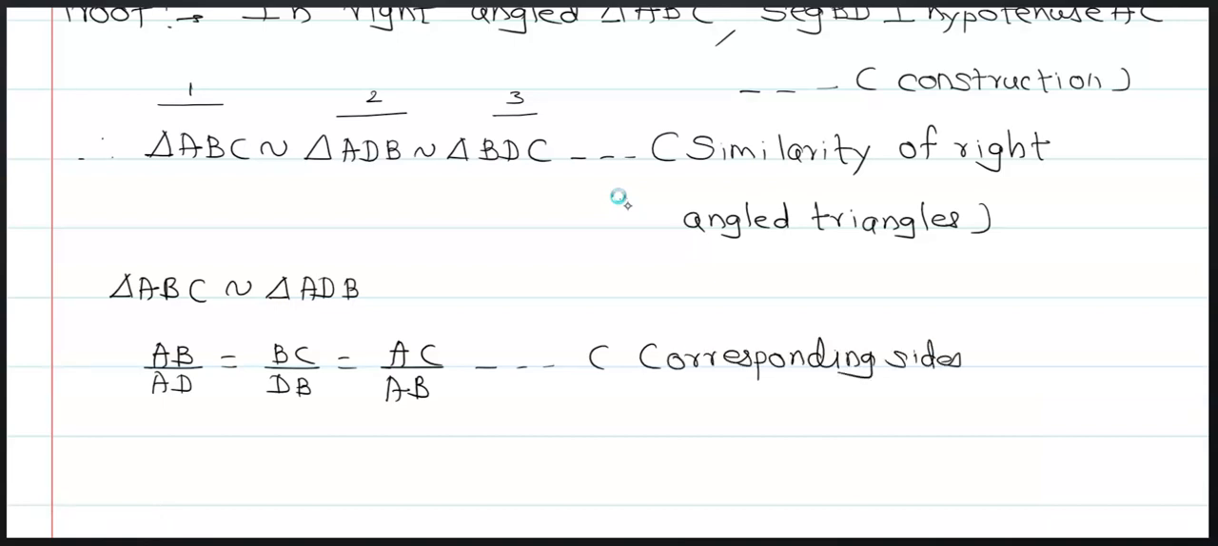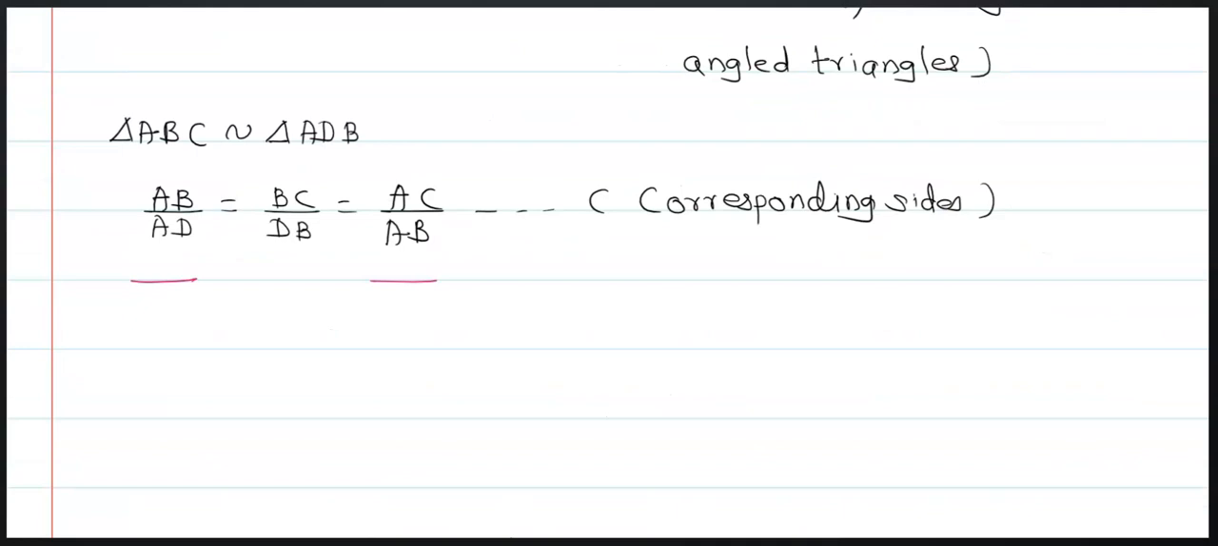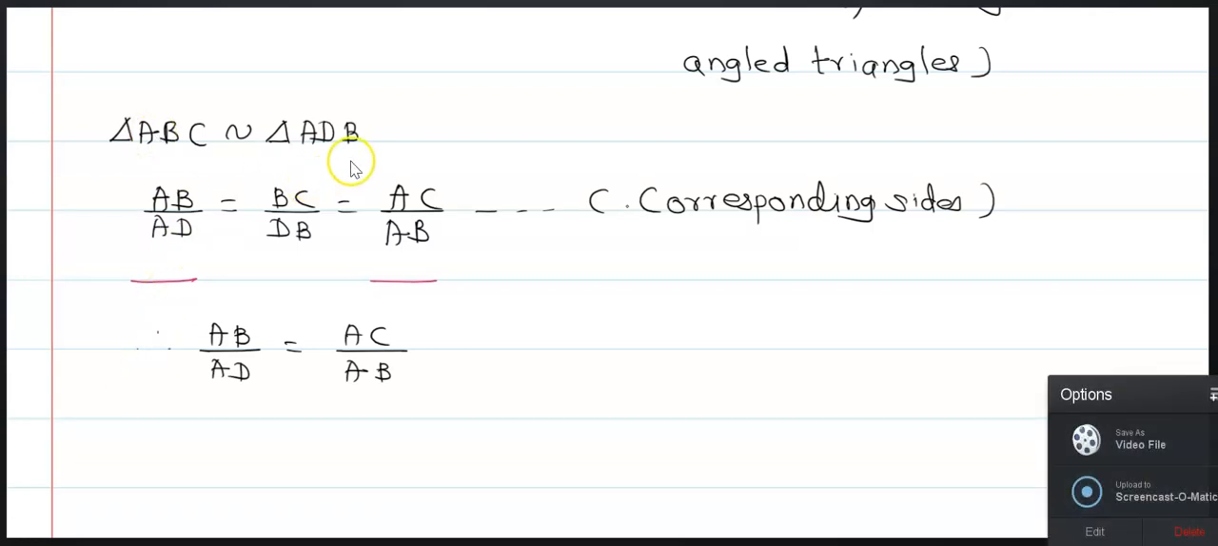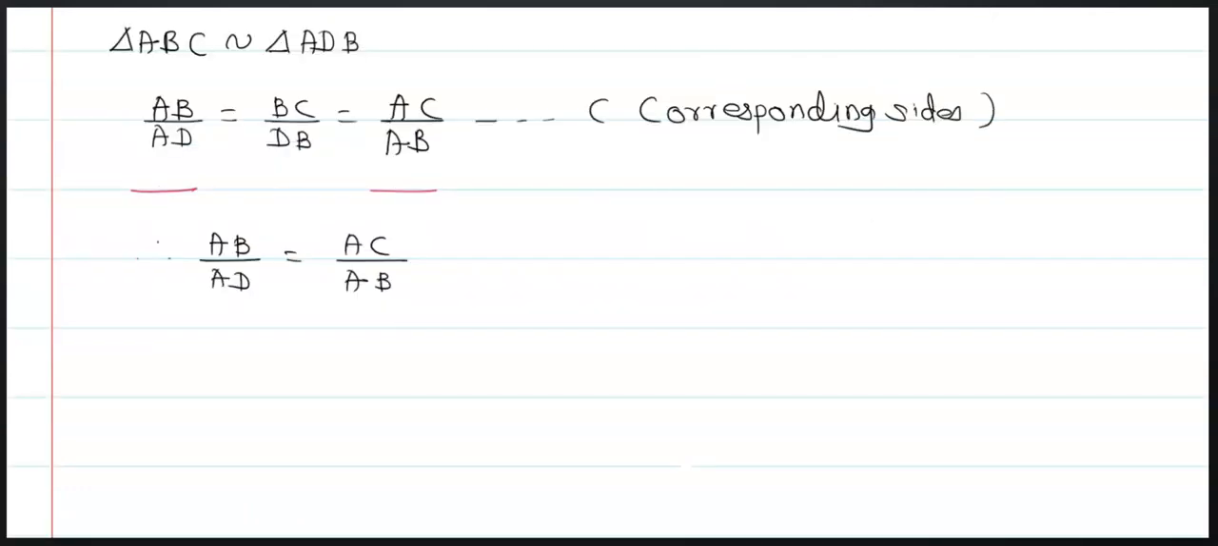The corresponding sides: AB upon AD we will take here. For these two triangles, side AB is common. Then which ratio will we take here? AB upon AD is equal to, where is AB again? Here is AB, AC upon AB. Therefore we will make cross multiplication. Then you will get AB square is equal to AC into AD. This is equation number 1.